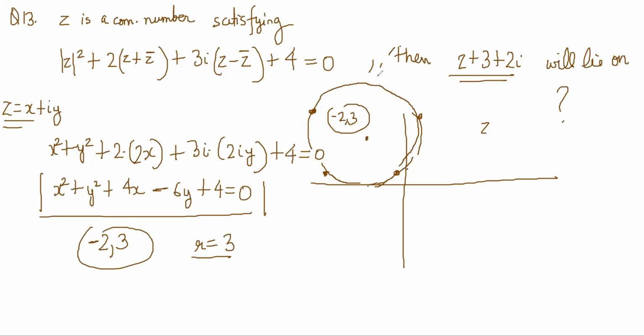The circle's center will become 1,5, right? Yeah. Radius will remain unchanged. Radius is 3. So what is the problem here? 1 plus 5i and radius 3.